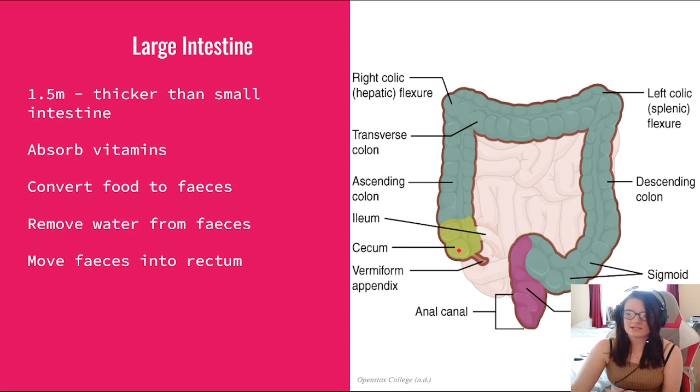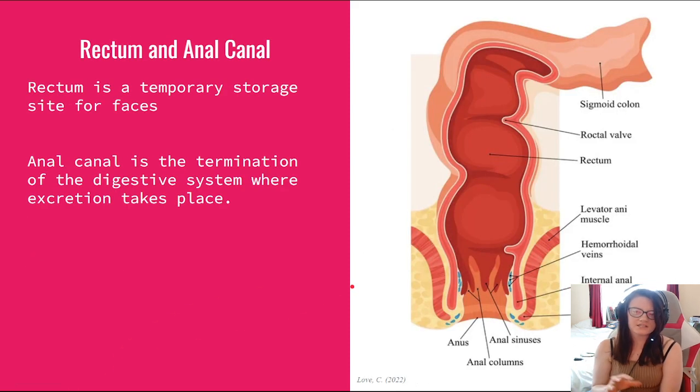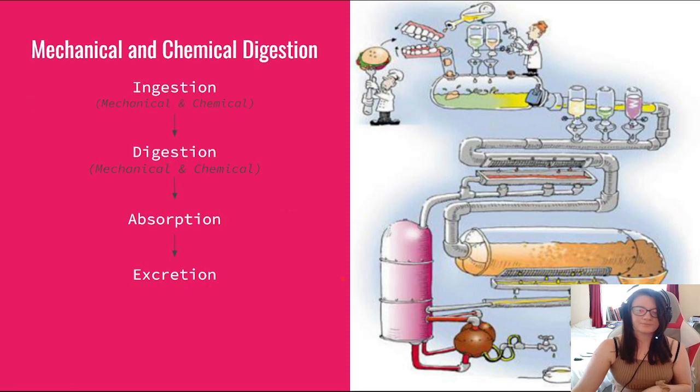And that process happens throughout the ascending, the transverse and the descending colon into the sigmoid colon, and any feces that is created from that is stored in the rectum. Now the rectum and the anal canal, again, is where this temporary storage of feces occurs until it is excreted and all those waste products then leave the body. And that is your digestive system from start to finish. Like I said, it's just one big tube.